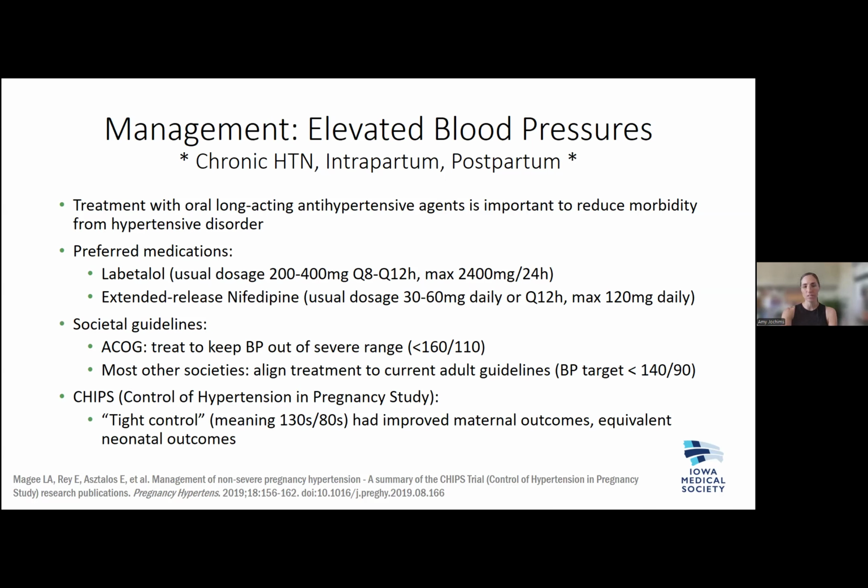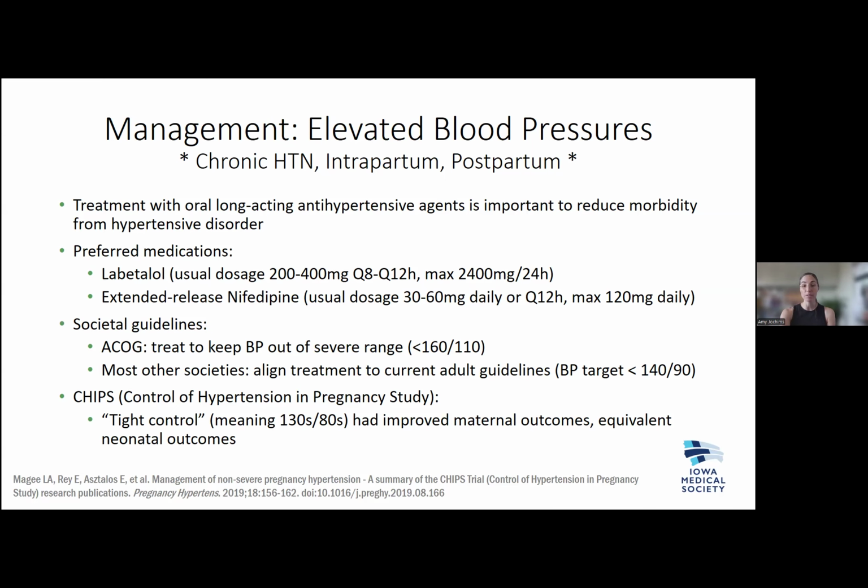And then the extended-release nifedipine, usual dose 30 to 60 daily or every 12 hours, can go up to 120. There's some mixed data on whether 60 to 120 is that helpful. Can't go over 120. Sometimes I do see side effects of headaches or things with that, but sometimes it's a lot easier, as you can imagine, to take 60 milligrams of nifedipine every night before bed than it is to take 400 of labetalol three times a day.